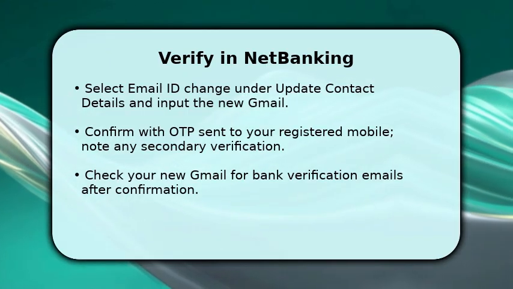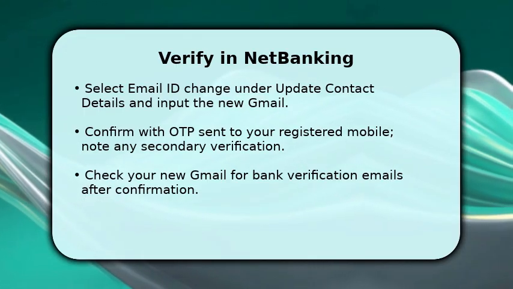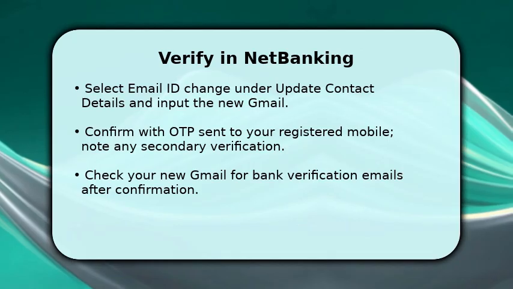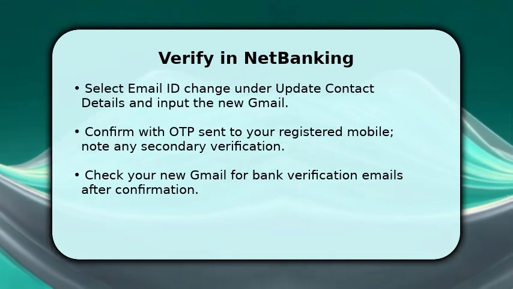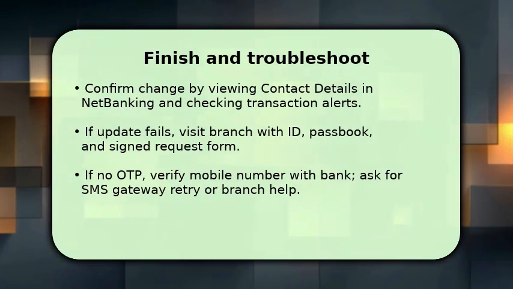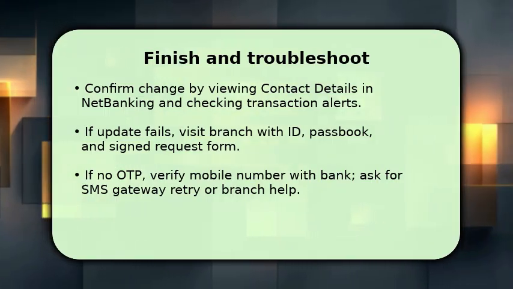Make sure to wait for confirmation pages and read on-screen messages. They tell you whether the change is instant or pending branch approval. If the portal asks for additional authentication, complete it using the options shown, and then log out and back in to confirm. Finally, verify the new Gmail is listed under contact details and watch for a confirmation SMS or email.